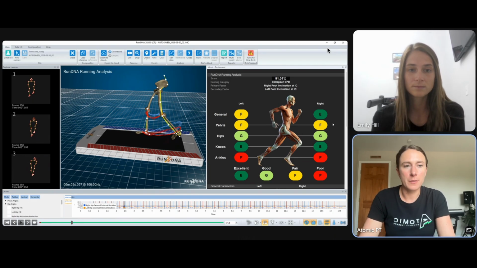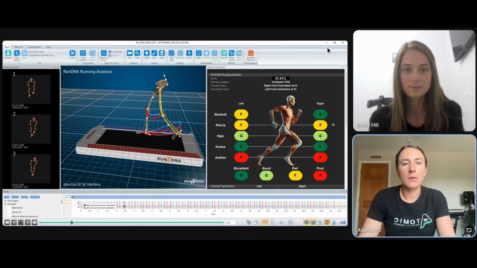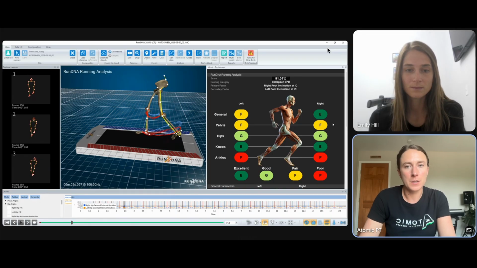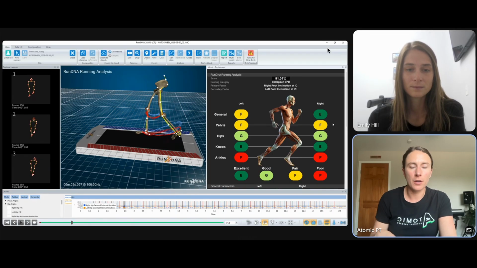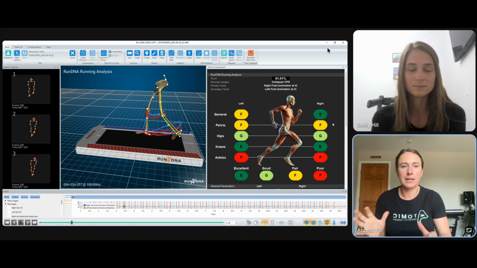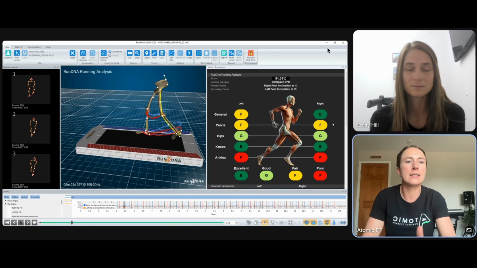Like, there's so much information that we're getting here. But my question is, really, what is the difference between coming to you, getting this 3D analysis, versus getting maybe one of those AI tools, or just filming myself at home and drawing lines on myself and getting that information? What really is the difference between 2D and 3D?